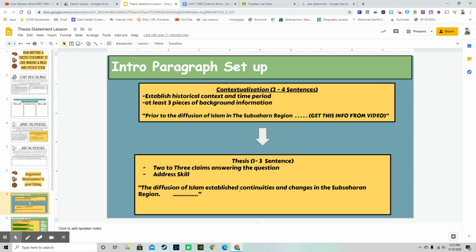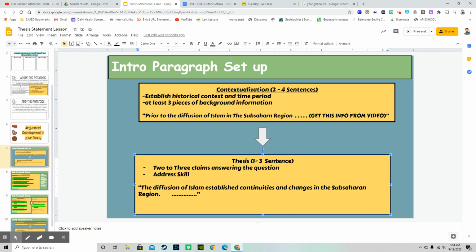So you would just start off your thesis that way. The diffusion of Islam established continuities and changes in the sub-Saharan region. That would be your meat. Now, explain how. That would be your potatoes. Here comes your potatoes. You're going to have to write your potatoes on your own. And that is where your claims come from. So you're going to have 2 claims. One claims a continuity and one claims a change. And that's going to be based off what you read in your documents.